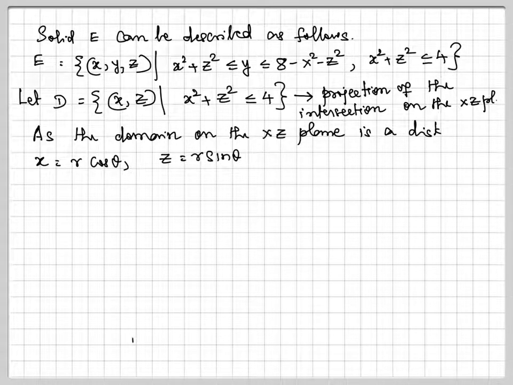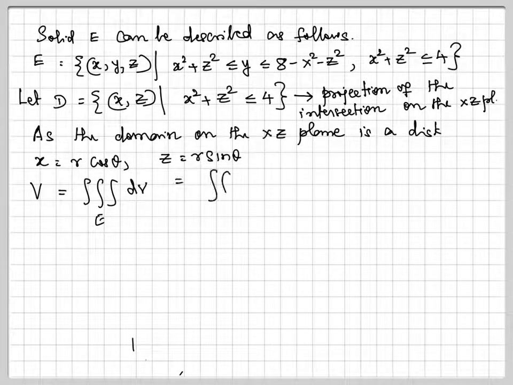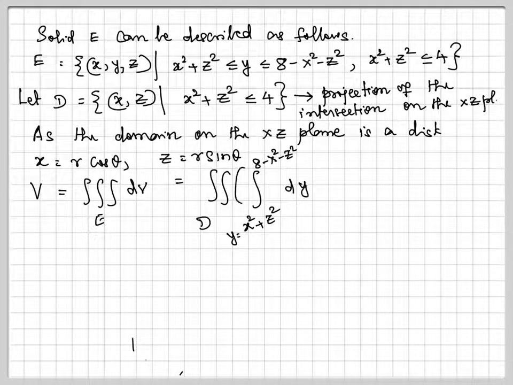Now, the triple integral V is the triple integral over E of dV, which is the double integral over the domain, and then y ranging from x squared plus z squared to 8 minus x squared minus z squared. So that becomes an inner integral with respect to y. And then outside we can write the area of the domain, or dA.